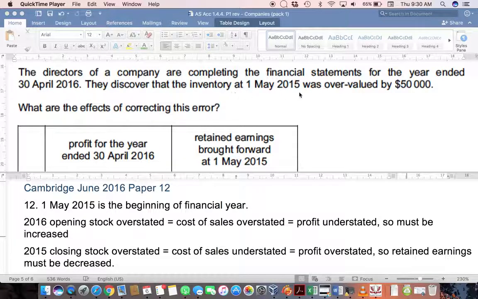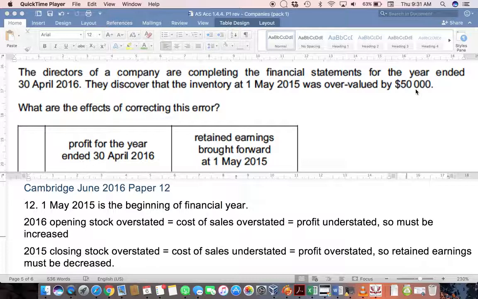They discover that the inventory at the 1st of May 2015, in other words, the beginning of the financial year. It would be very easy for you to miss that, and if you use this as the year-end figure, you're going to get it all wrong. So do make a note that you are sitting at the end of 2016, and they found that the inventory at the beginning of the year, 2015, was overvalued by $50,000.